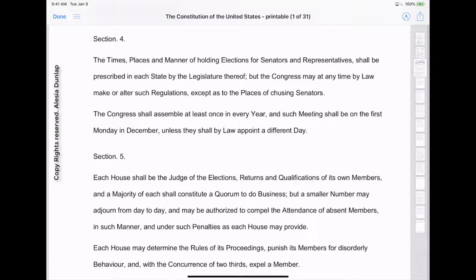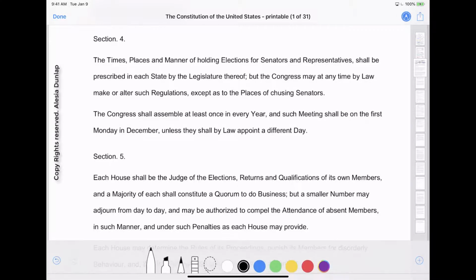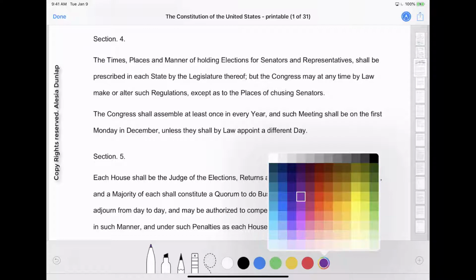On to section 4. This one's quite cool. This one highlights elections and meetings. I'm using a different color this time.